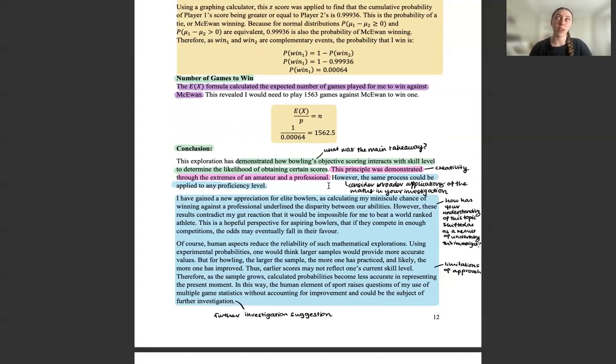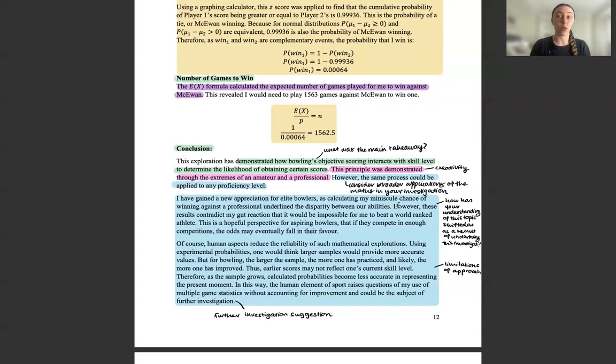That isn't specifically one of the marking criteria for the maths IA in the same way that it is for the science IAs and other IAs. But I think it's still nice to put it in to say, well, if this is the broader context of bowling, then it could be used in these ways. We have a little bit of reflection here. What have I learned? I've gained a new appreciation for elite bowlers, as calculating my minuscule chance of winning against a professional underlined the disparity between our abilities.